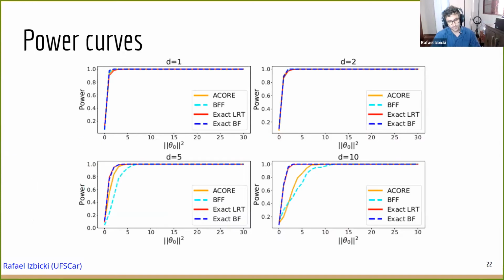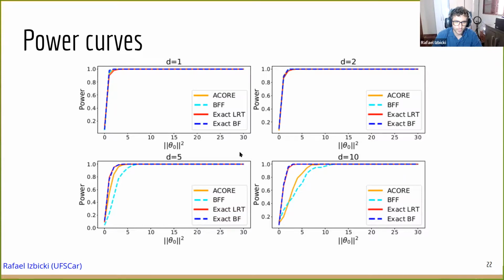Now, another experiment which I think is more interesting is comparing the power curves of the different methods. And we're comparing the power curves as the dimension of the parameter space increases. So this is for 1 parameter, 2 parameters, 5, and 10. It's also a Gaussian example where we know everything, so we can compute the true ACORE and BFF and get the true cutoffs and all of that.